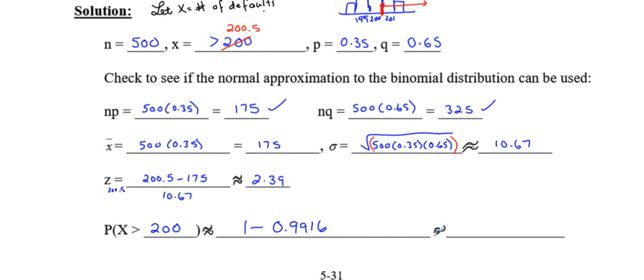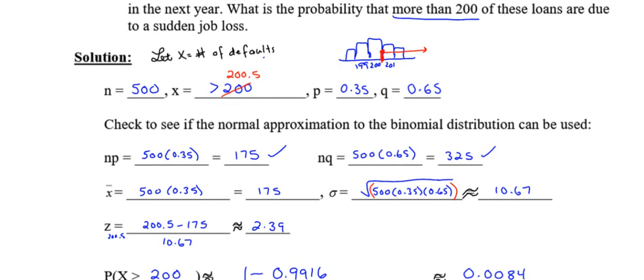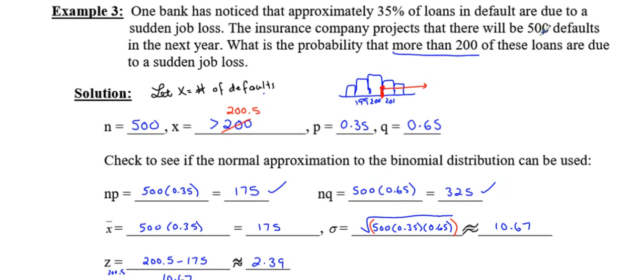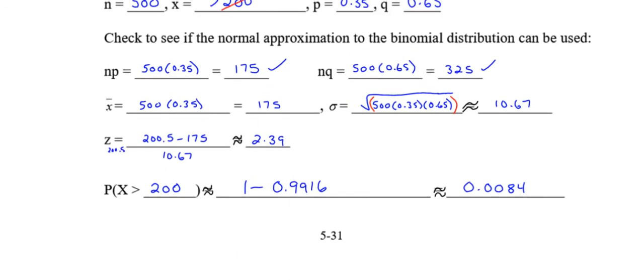And that is approximately equal to 0.0084. So if you used Excel to add up all of these cases from 201 up to 500, your answer would not be exactly 0.0084. It would be approximately 0.0084, and that's why this is called the normal approximation.